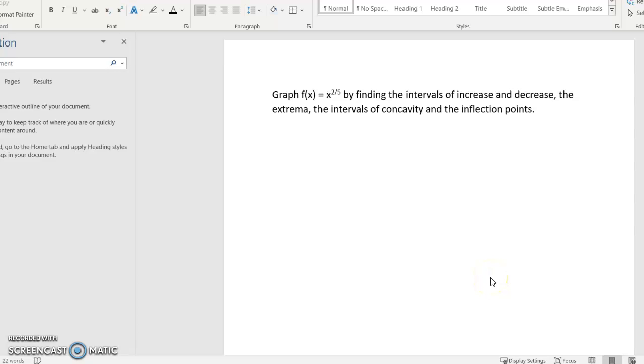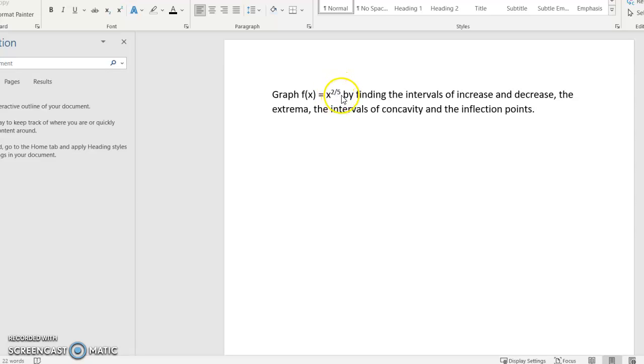So now we're going to look at graphs of rather odd-looking functions like x to the 2/5. And again, we'll use our first derivative and our second derivative to make this graph. First, let's realize when looking at this, we need to consider the domain. We can square any real number, so that doesn't change anything, and we can take a fifth root of any real number. So the domain of this function is all real numbers, and that's good. We don't have to worry about any domain restrictions.